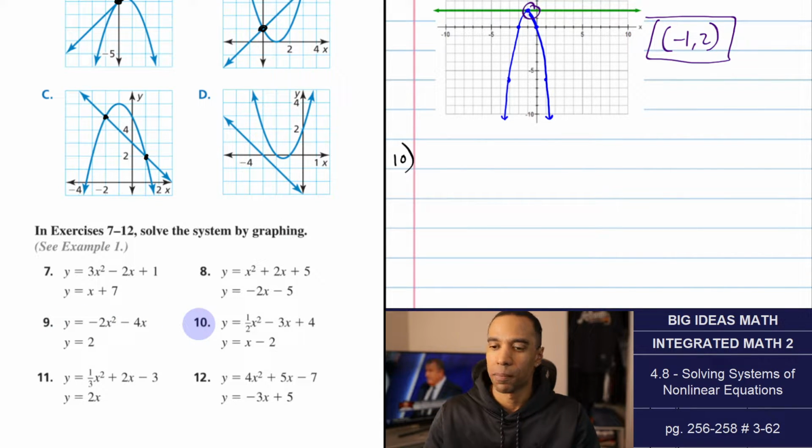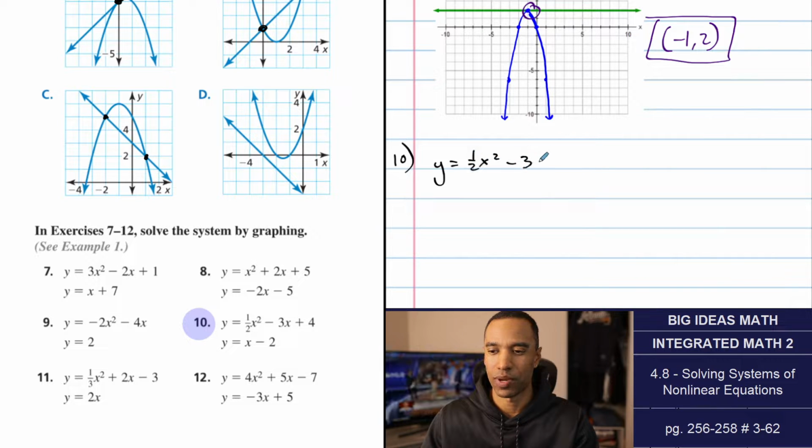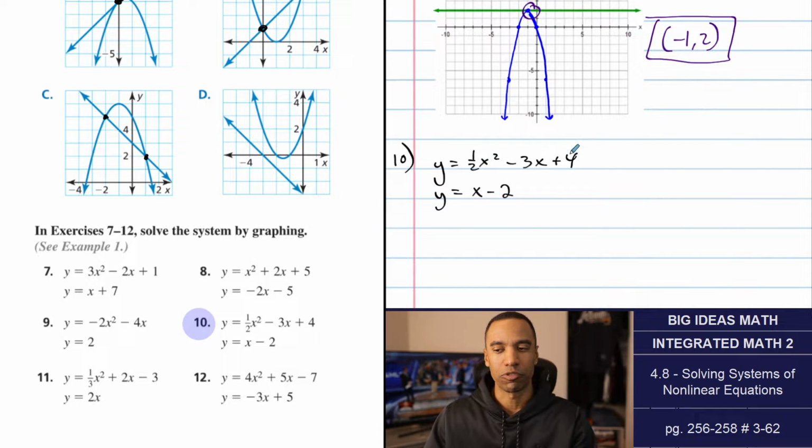Y equals 1/2 x squared minus 3x plus 4. I'm very curious to show you the completing the square version of this one as well. Maybe I'll show you both, because why not?